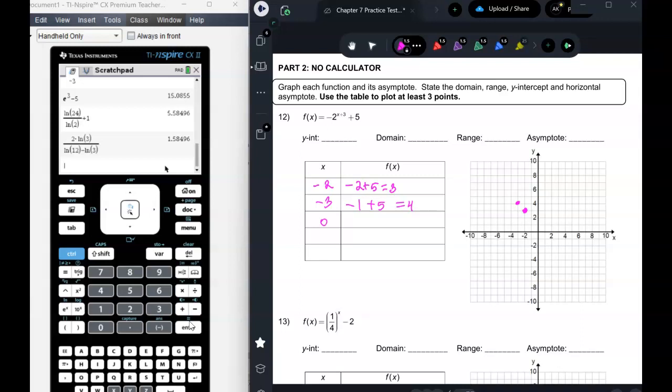What happens if I plug in 0? -3. Okay, our y-intercept is (0, -3). Domain is the freebie. Y is less than 5, and the asymptote is y equals 5.